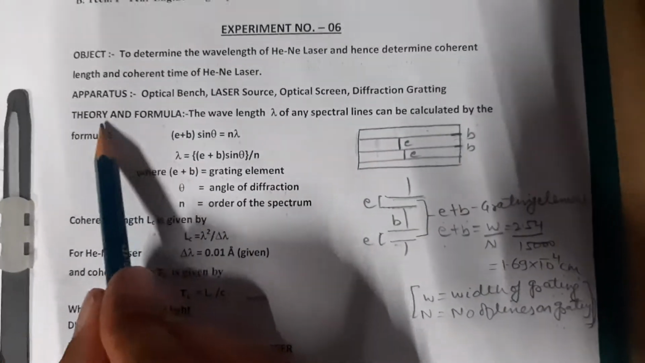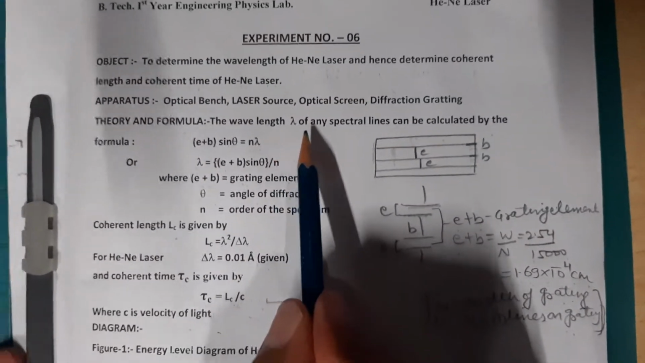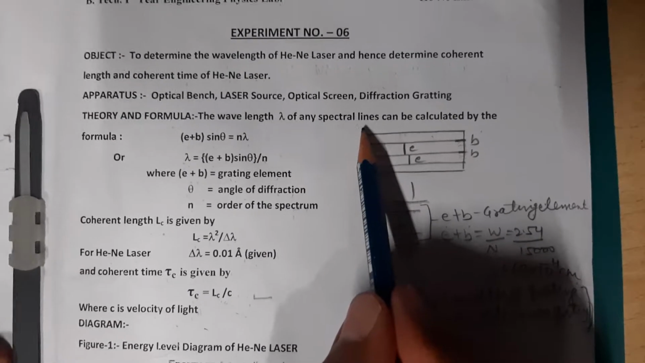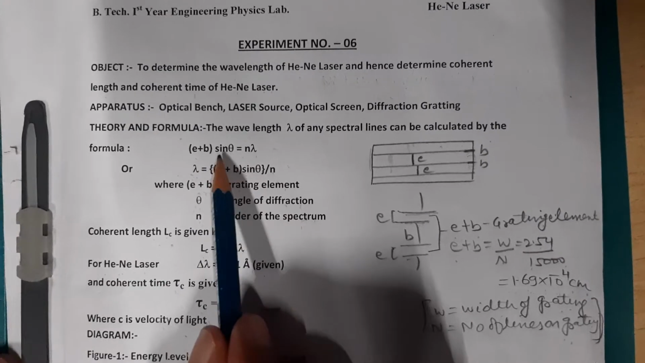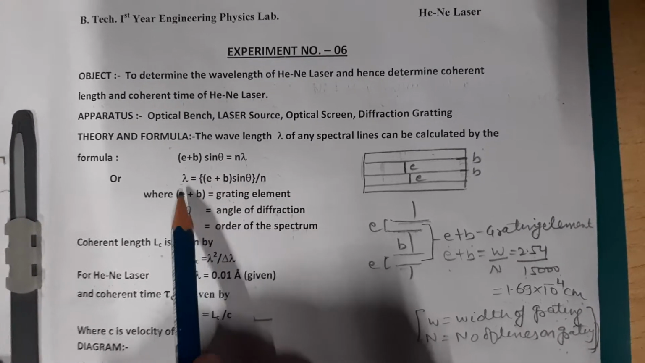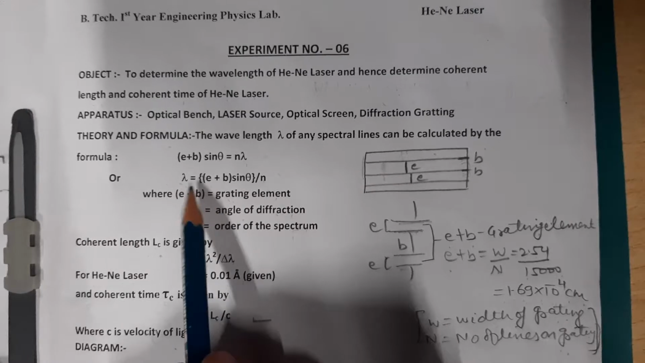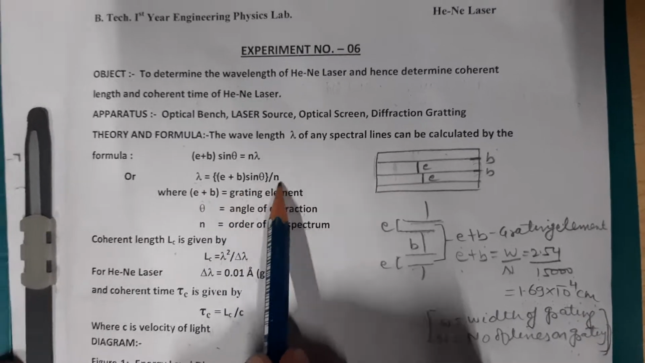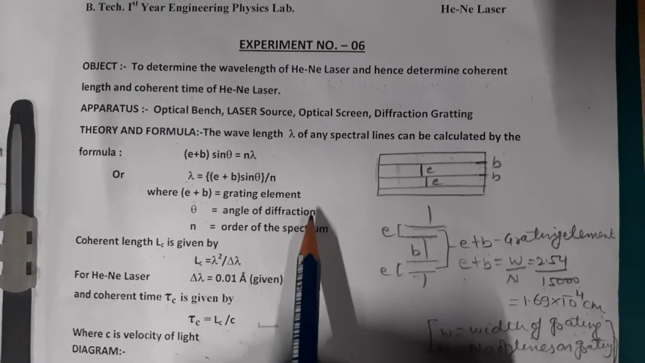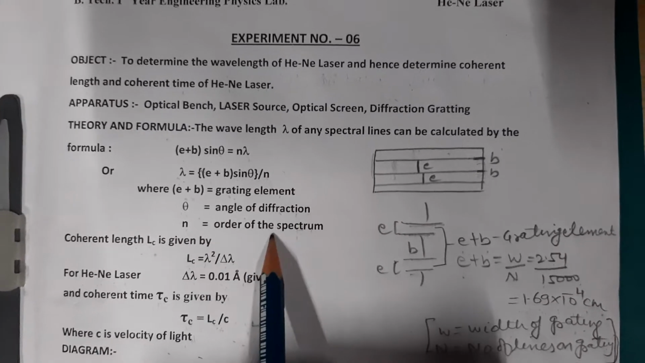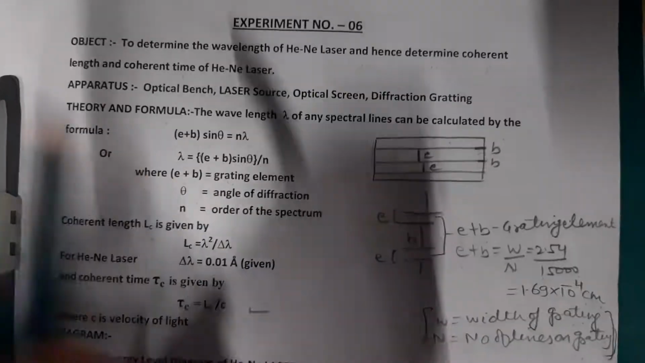Now, theory and formula. The wavelength λ of any spectral line can be found out by using the formula (e + b) sin θ = nλ, where λ = (e + b) sin θ / n. (e + b) is called the grating element, θ is called the angle of diffraction, n is the order of the spectrum. Now students, this is the complete setup for this practical.